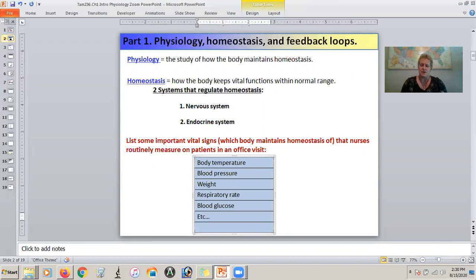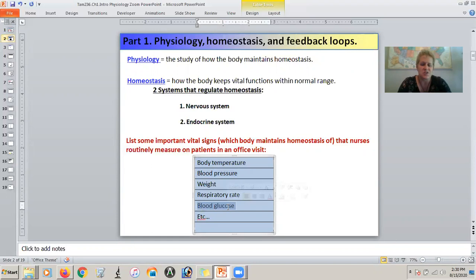And then you write that down, and then the doctor knows when they get that file, oh, everything looks within normal range, or uh-oh, their blood pressure was a little higher than normal. Well, that's what you're doing as nurses. This is why we talk about how the body regulates these things. In fact, right here: body temperature, blood pressure, and blood glucose.